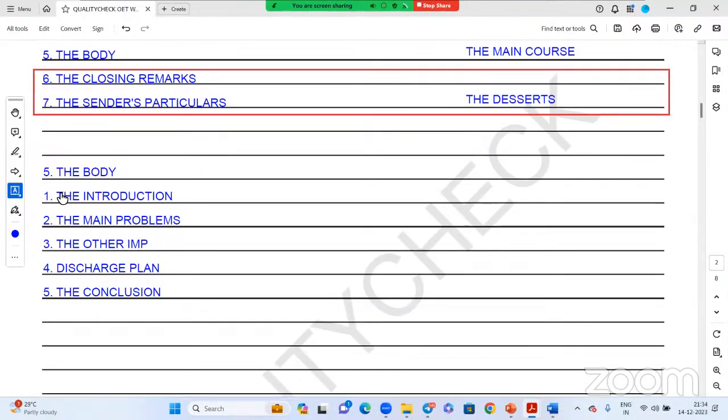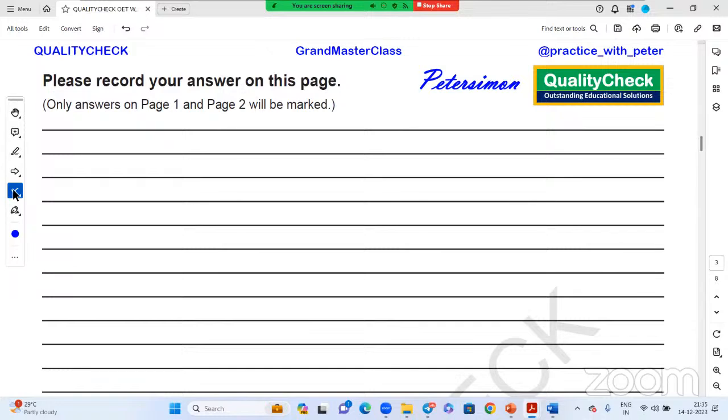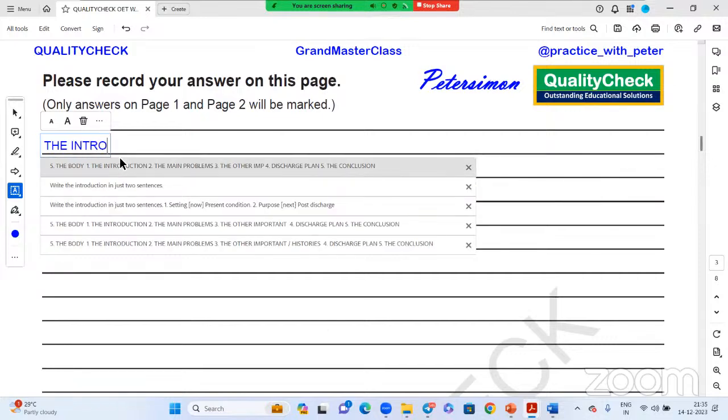Now, of the 5 paragraphs, we are going to deal first with the introduction, because it is very important. Each paragraph will be written on one particular page, so I'm taking you to a new page. So we are going to write the introduction. How are we going to write it?